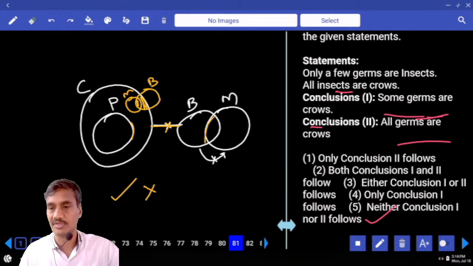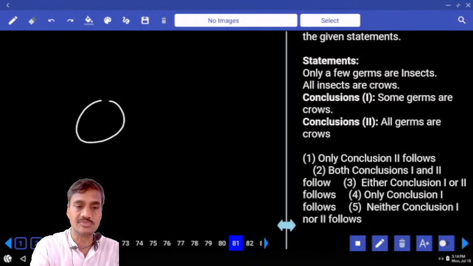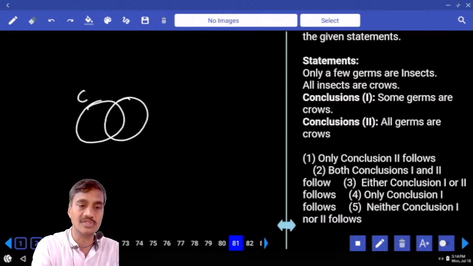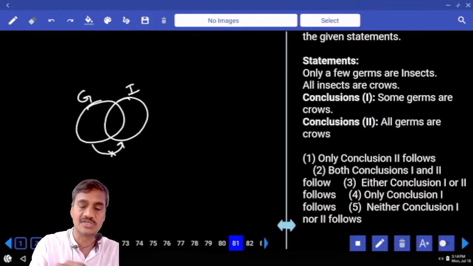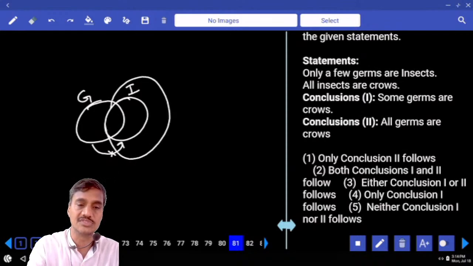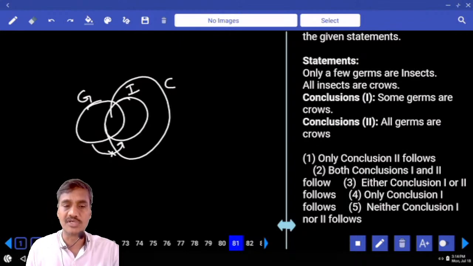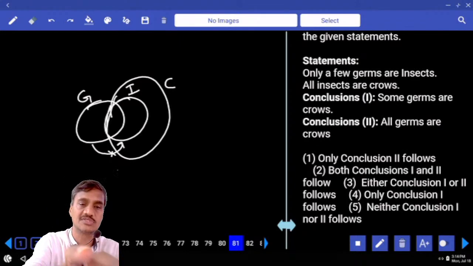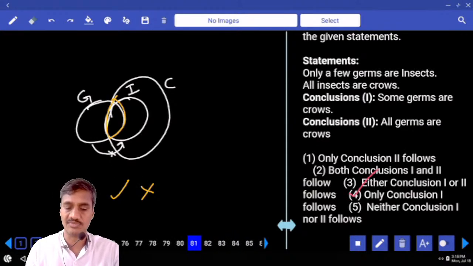Then next one, 81. Now in this 81, only a few germs are insects. Only some of the germs are insects but not all. This entire germ cannot be a part of this insect. And all these insects are crows. This entire insect is a crow. And first one, some germs are crows. Germ and crow, this is the intersection between these two. Some germs are crows. All germs are crows, false. And so only one follows, that is choice for question number 81.